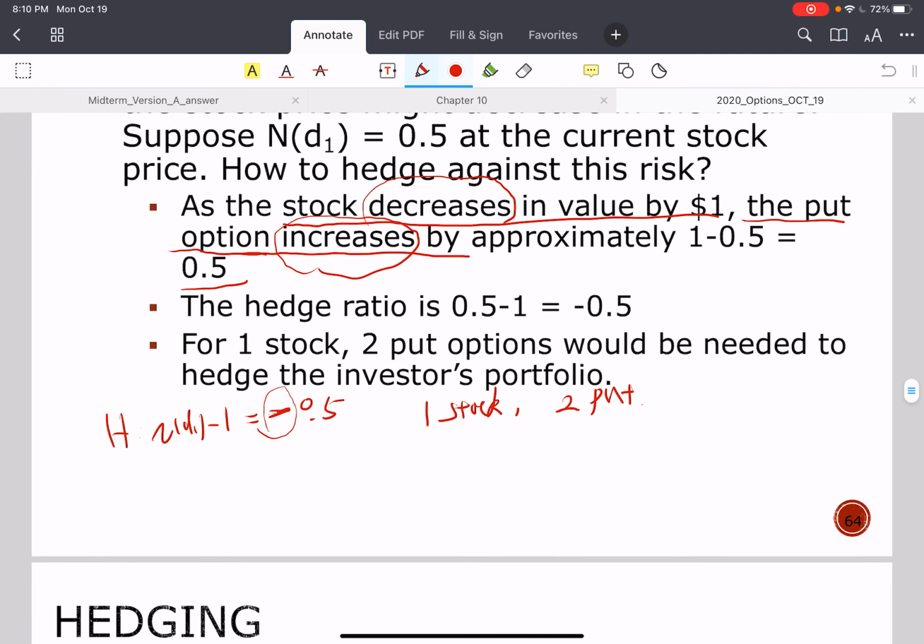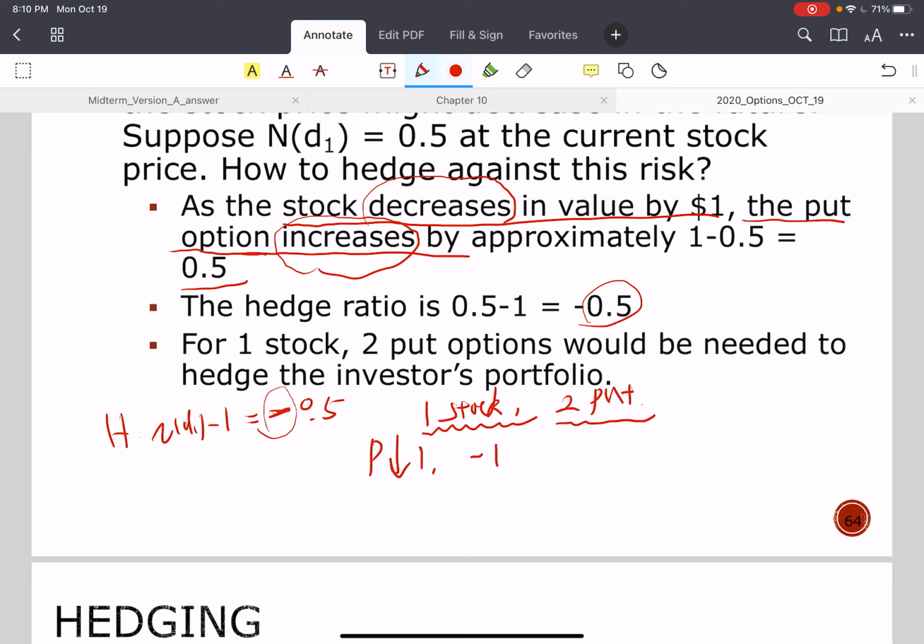So if the stock price drops by $1, what is your loss in your stock position? Well, you will incur a $1 loss, right? However, you have a put position. We know that if stock price decreases, your put option's value will increase. And we know that the hedge ratio is 0.5, which means if stock price decreases by 1, put option value increases by 0.5. And now you have two puts.